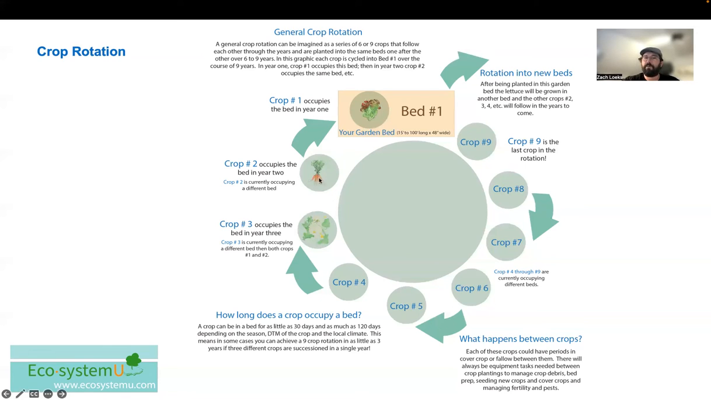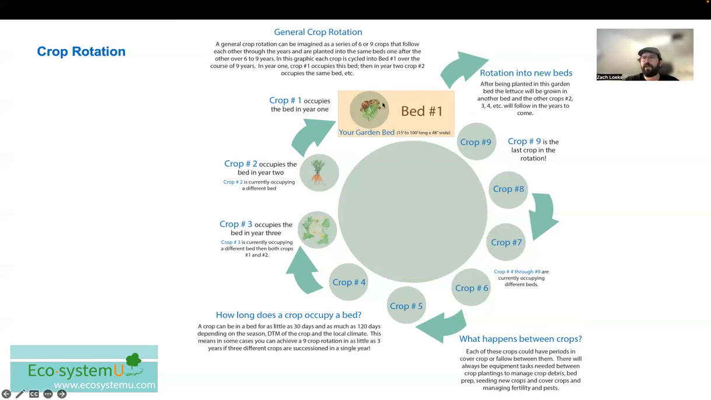And this will be followed by crop number three. So in year two, this bed is going to be occupied by these carrots. These carrots will be the next crop to come into this bed. And what you hope is that crop is a crop that is going to benefit perhaps from the previous crop being in that bed, but certainly not be a crop that is going to have a hard time growing in a bed previously occupied by crop number one.